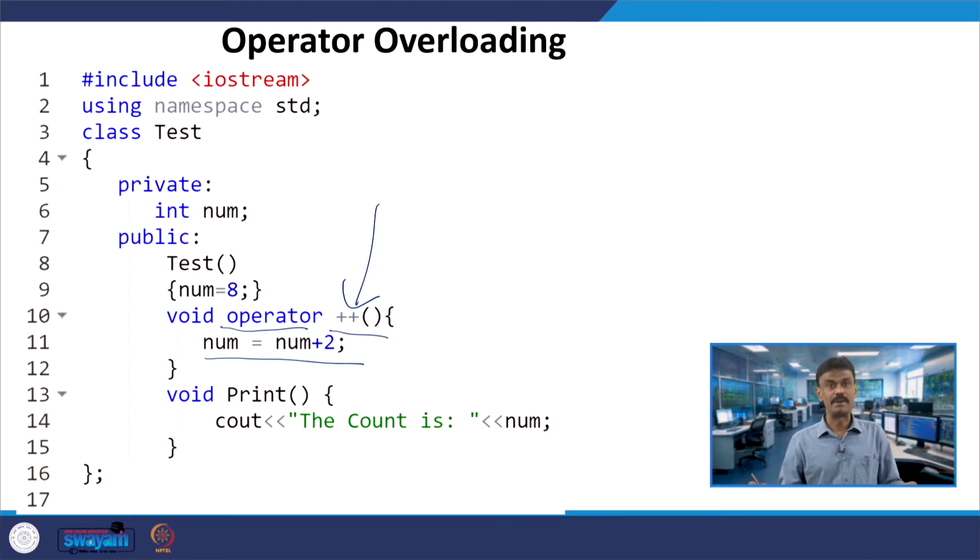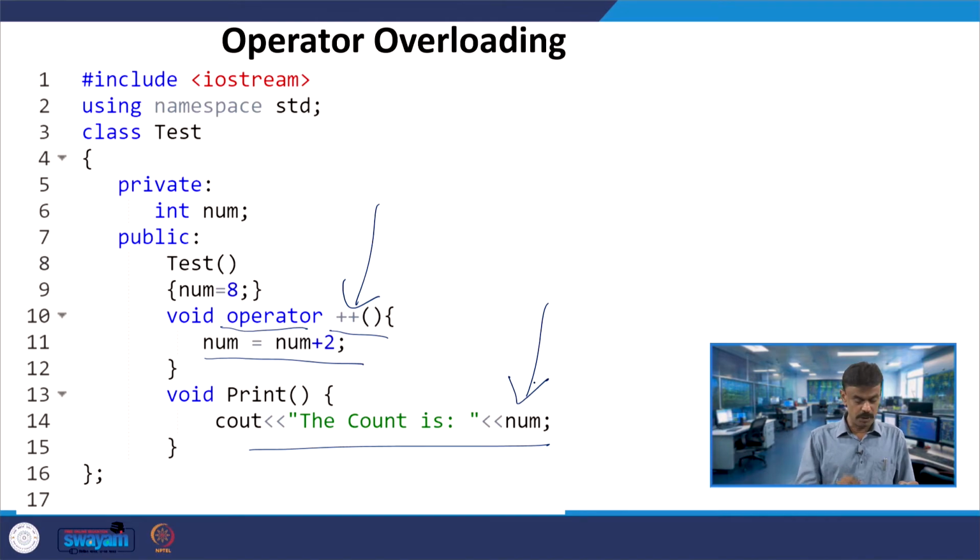Then you have a print statement. It is a print member function that is printing the count. Count is whatever number you are getting as the output. This is inside the class, and the private member data number can be accessed, so the number is being printed over here.